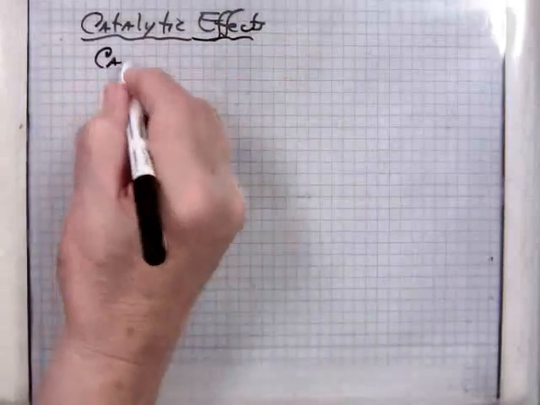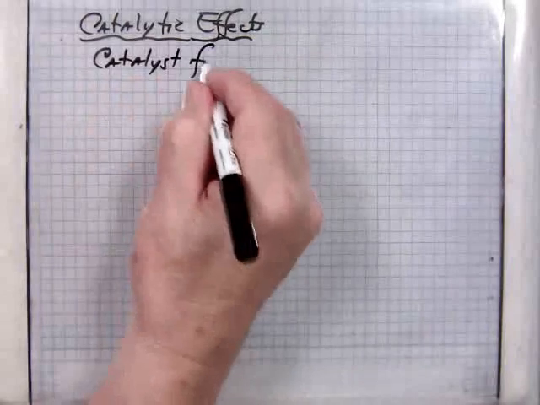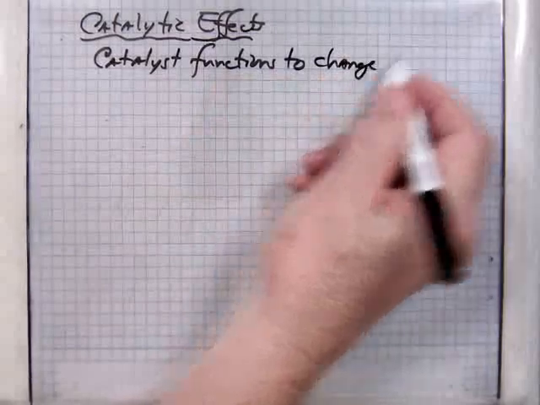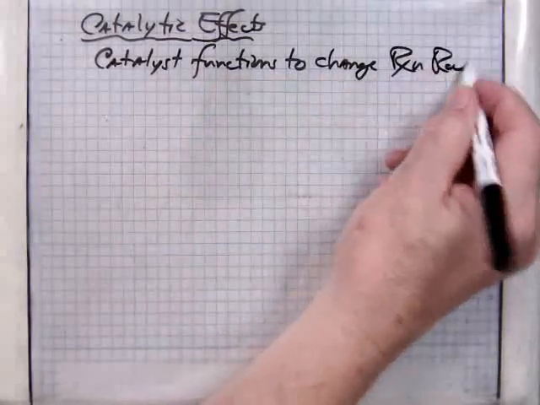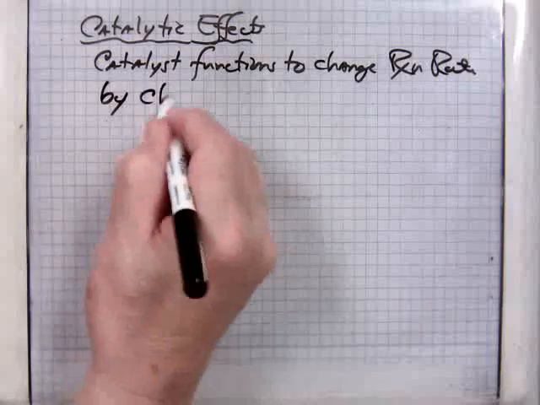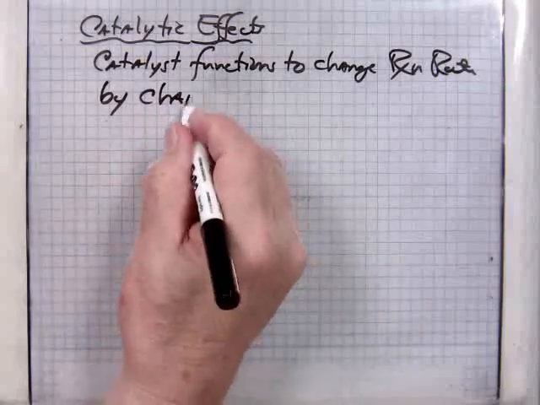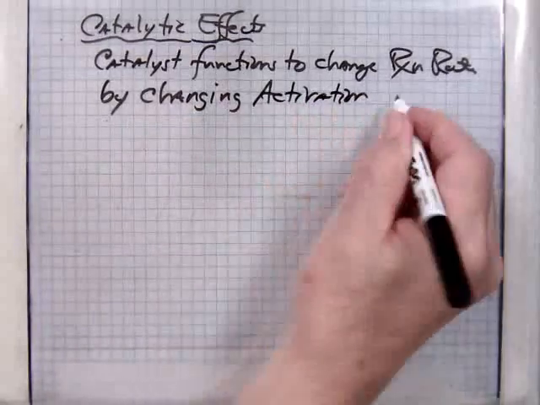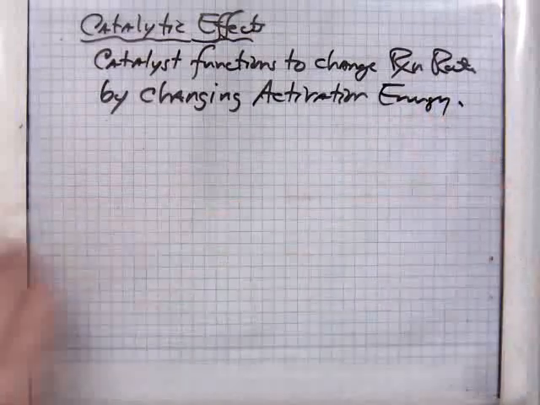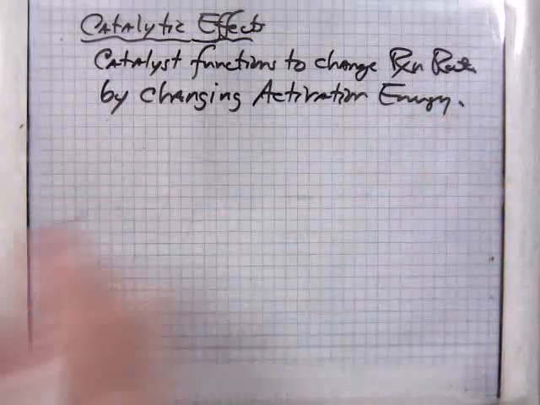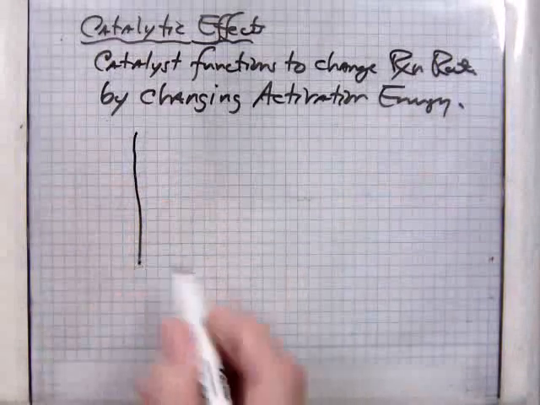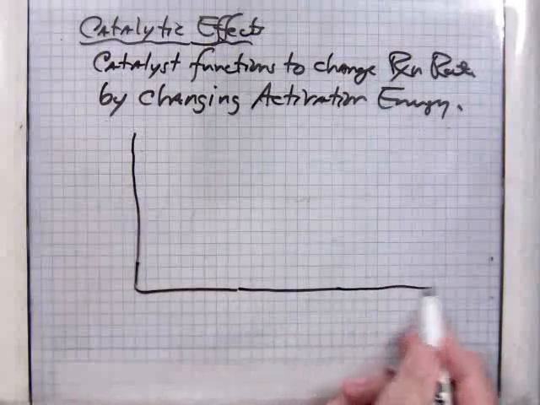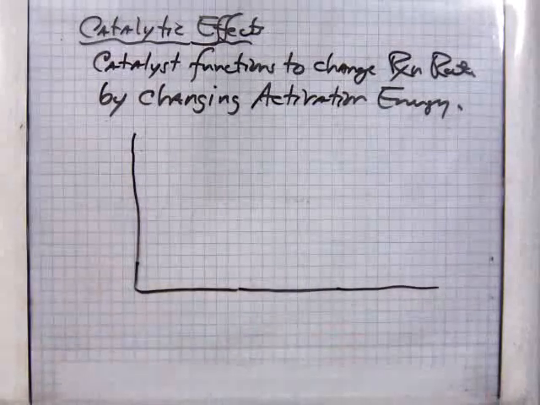A catalyst functions to change reaction rate by changing activation energy. In a transition state curve that we've shown you, say a given reaction is an exothermic reaction.